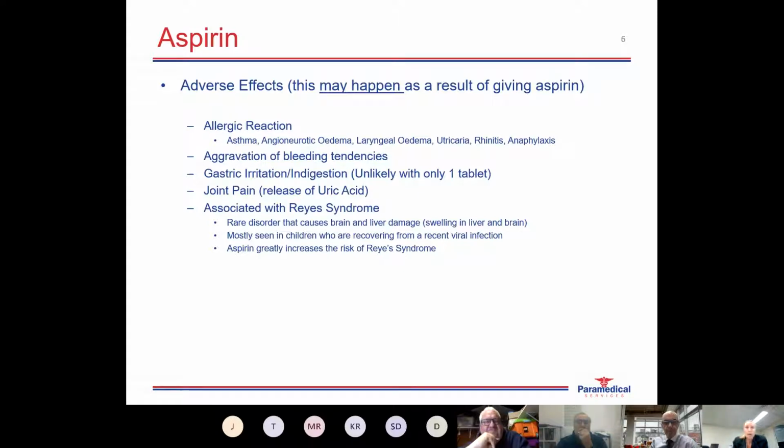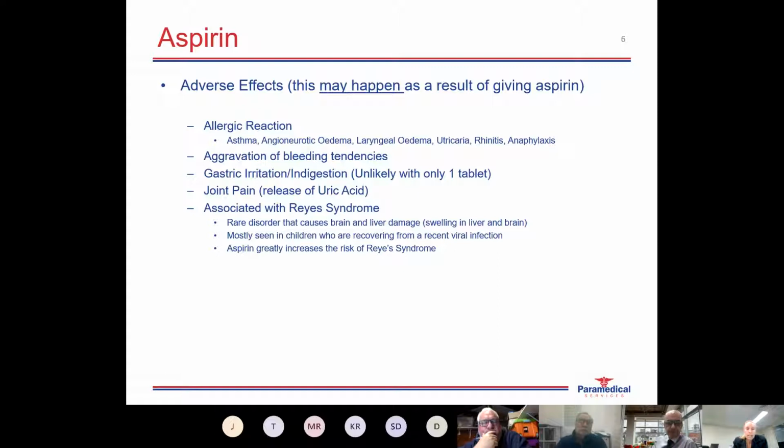And again, when we look back at the actions of aspirin, one of those actions is to limit clot development and limit antiplatelets coagulating. So if a patient is bleeding or they have any type of bleeding tendencies, if we were to give them aspirin, we would aggravate that. So definitely something that we're not going to give.